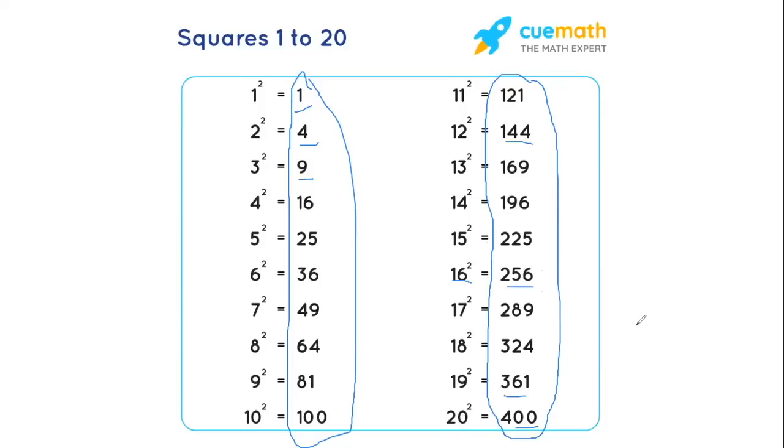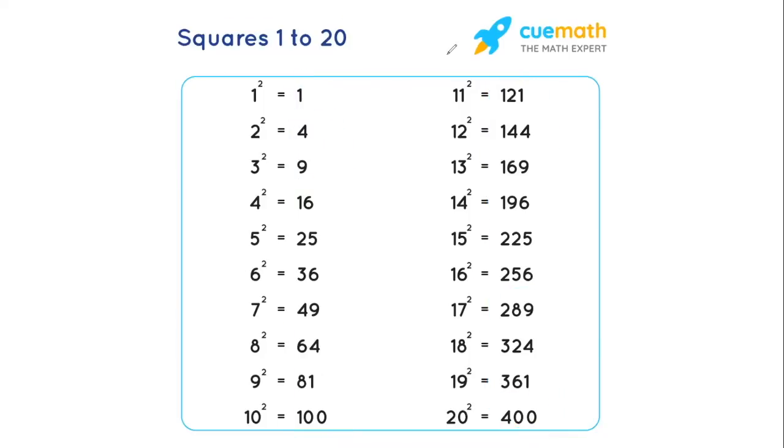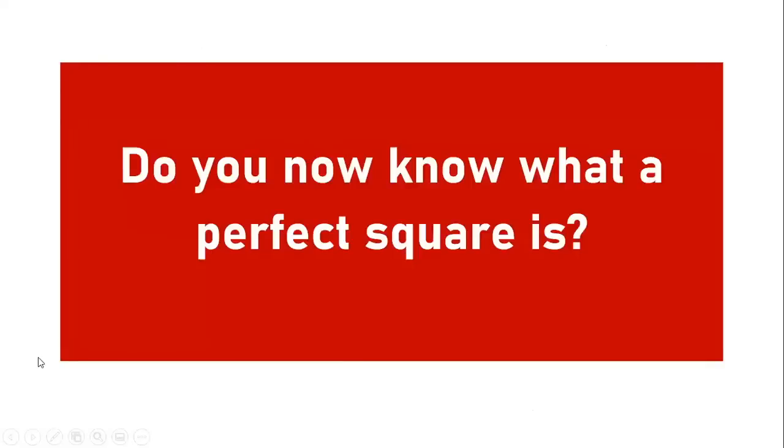If you take a look at those columns, you can see the different perfect squares. I hope that makes sense. If in case you cannot remember or memorize these, you can always just multiply the number to itself, and you will get the perfect square right away. Moving on, do you now know what a perfect square is? I hope yes, and it is easy already. So let's move on to square root.